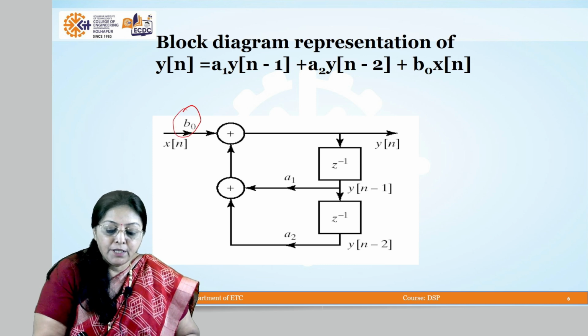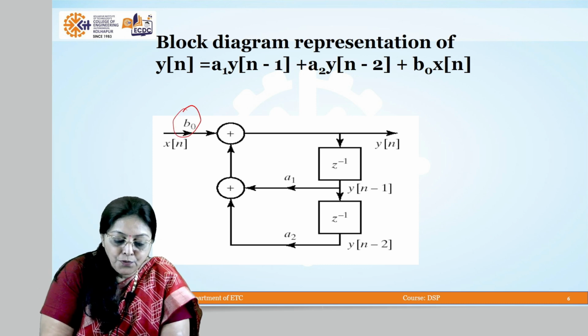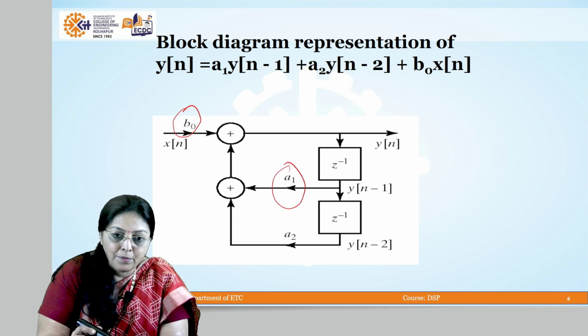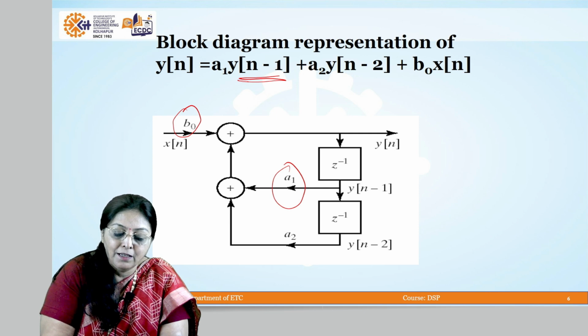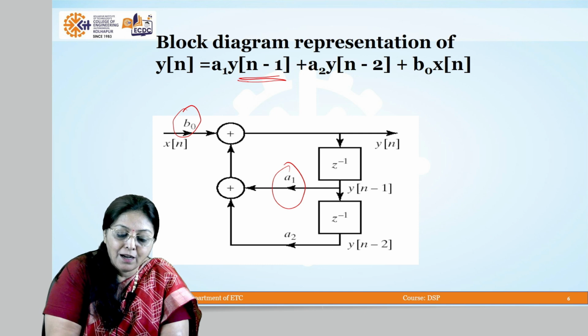Now A1 is the second multiplier, connected to y of n minus 1. So we multiply A1 into y of n minus 1. Z minus 1 is the delay component attached with the output y of n. We take y of n, connect it to the delay, giving y of n minus 1 multiplied with a1. So the first part is over after a1 y of n minus 1.